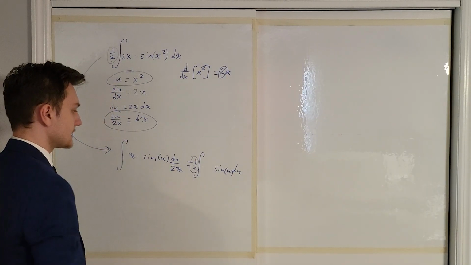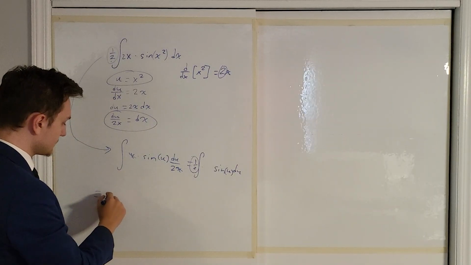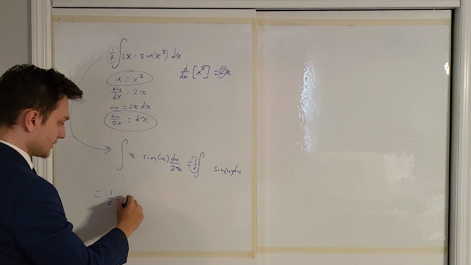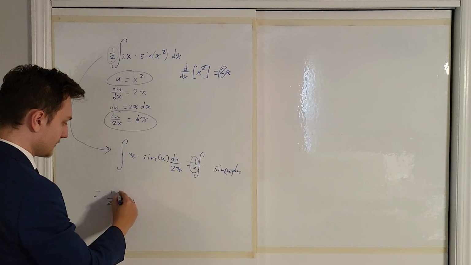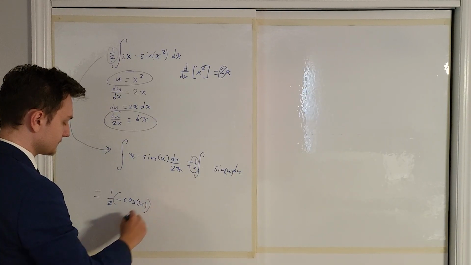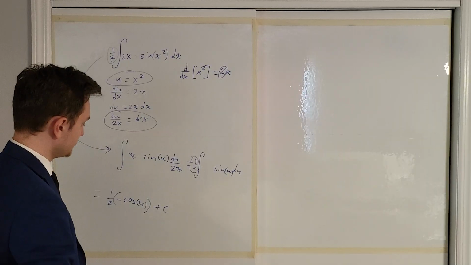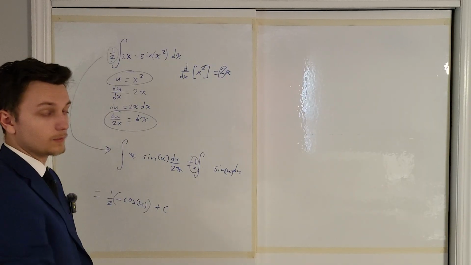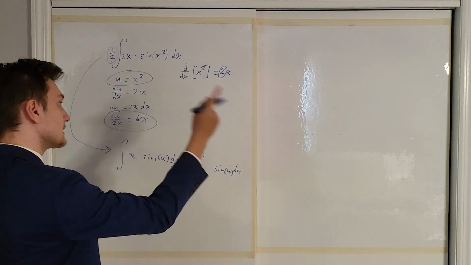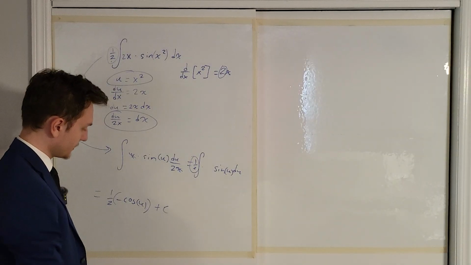The integral of sine is negative cosine, and we can say that this equals 1/2 times negative cosine of u. This is an indefinite integral, so we're going to add our plus c. If you want to watch the video we have on indefinite integrals, that's going to be linked up right there in the top right of your screen.